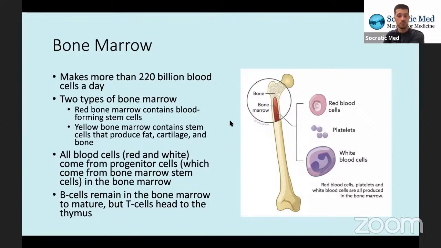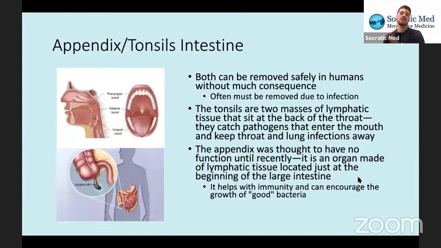And B cells remain in the bone marrow to mature, but T cells, like we said before, head to the thymus to mature. And over here, we have some red blood cells. Over to the right, the platelets are also made. We're not really going to talk about them too much in this lecture, but those are just the clotting proteins that are also made in your bone marrow. And white blood cells, obviously, are also made in your bone marrow. Your appendix and your tonsils.